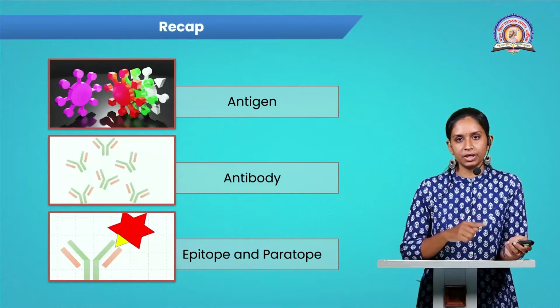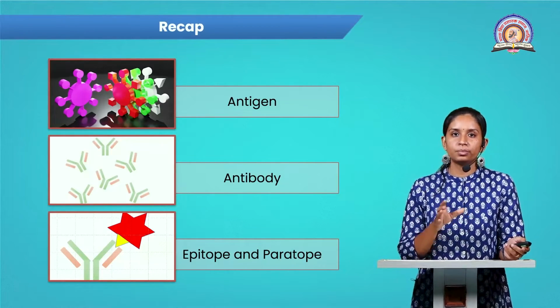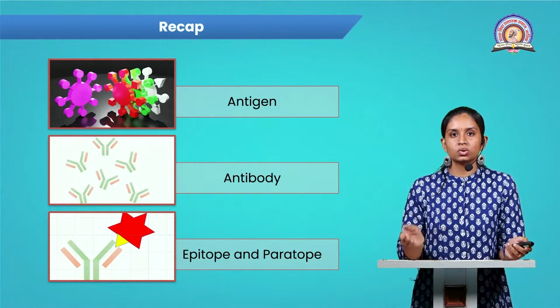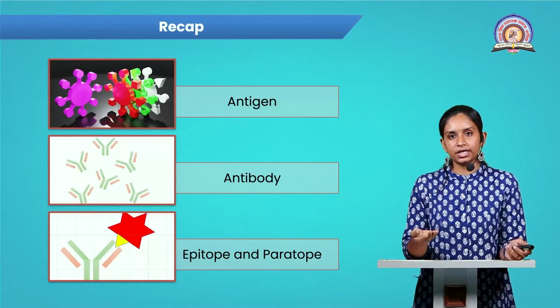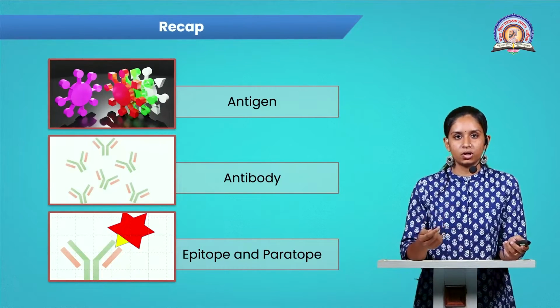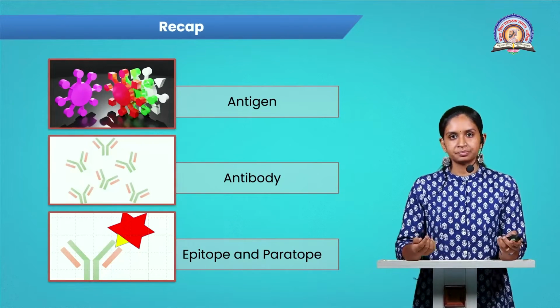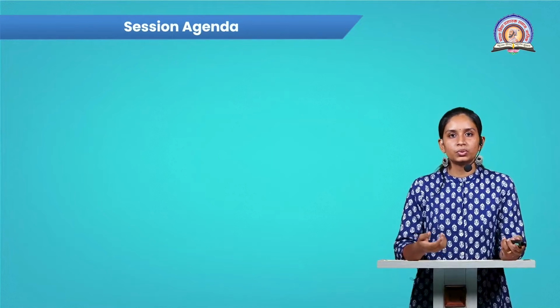And these two, epitope and paratope, are going to interact with each other to form the immune complex. So similar to the enzyme and substrate complex, here when antigen and antibody combine with each other, the complex which is formed is called the immune complex. So these are the few basic concepts. Now we will move to today's topics.